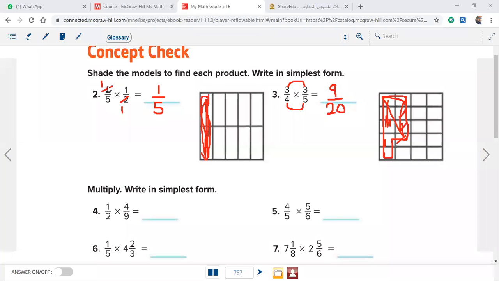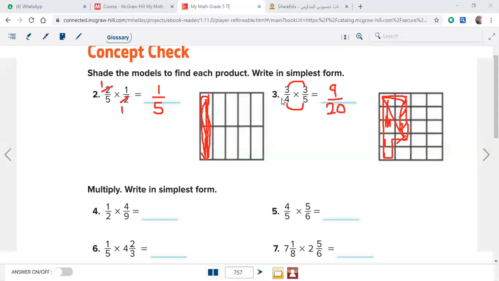I have to simplify. I have here 2 in numerator and 2 in denominator. Same number. I can divide each one of them by itself. 2 divided by 2 equals 1. Also 2 divided by 2 equals 1. So I have to multiply 1 multiplied by 1 in numerators equals 1, and denominators 5 times by 1 equals 5. So the answer will be 1 out of 5. And then I will shade 1 column from 5 columns I have in the model.